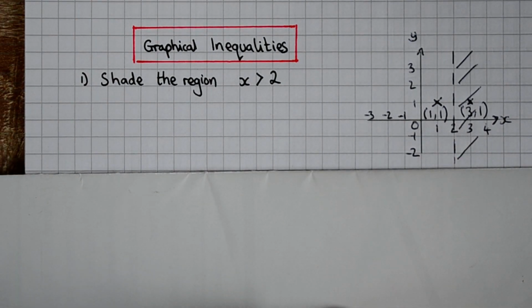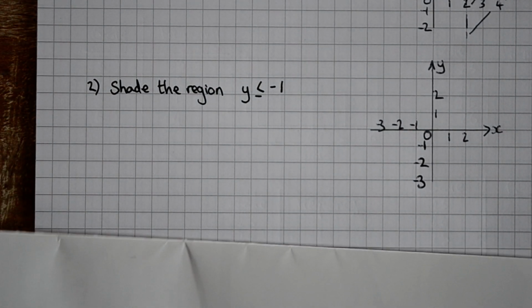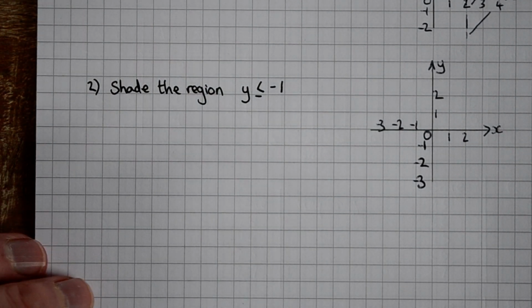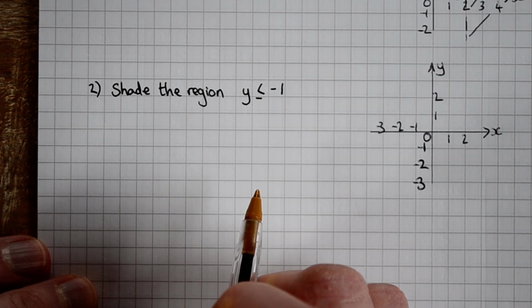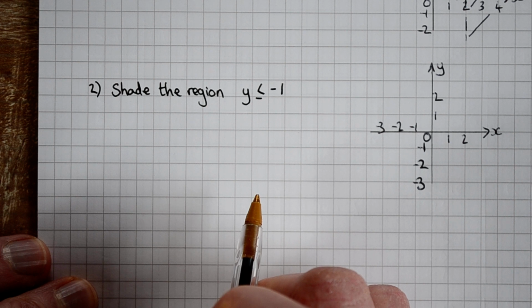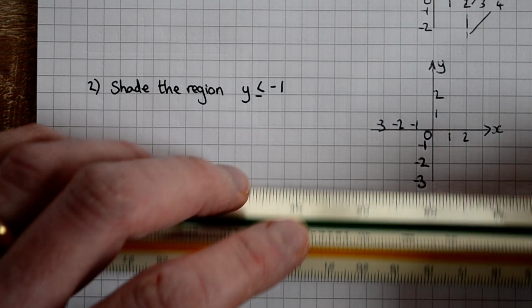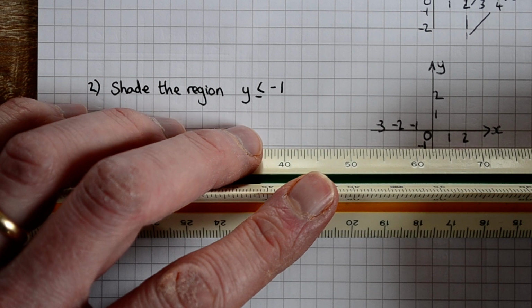Let's have a look at our second example. On this question, we're asked to shade the region that y is less than or equal to -1. So to find the boundary between that which is less than and that which is more than, we need to draw the line y equals -1. So that goes through -1 on the y-axis.